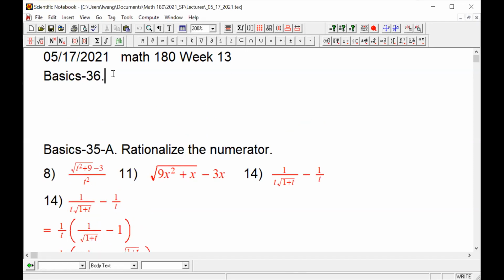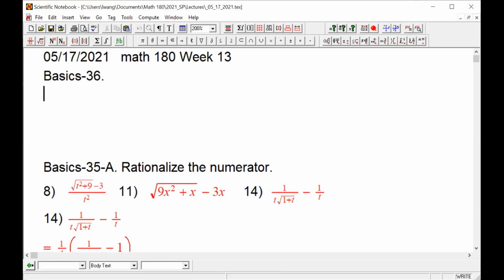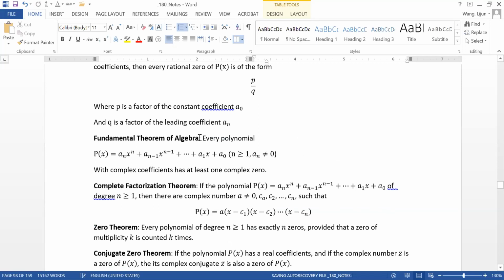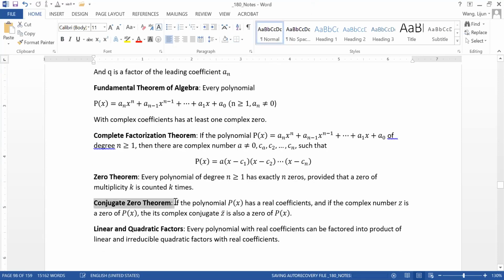You can see the title. I have listed a series of theorems. Okay, this probably reminds you of the long divisions, right? Do you guys look at the notes? This is the notes, right? Do you see it? Remainder theorem, factor theorem, rational zero theorem, and fundamental theorem of algebra, complete factorization theorem, and zero theorem, right? And conjugate zero theorem and linear or quadratic factors.